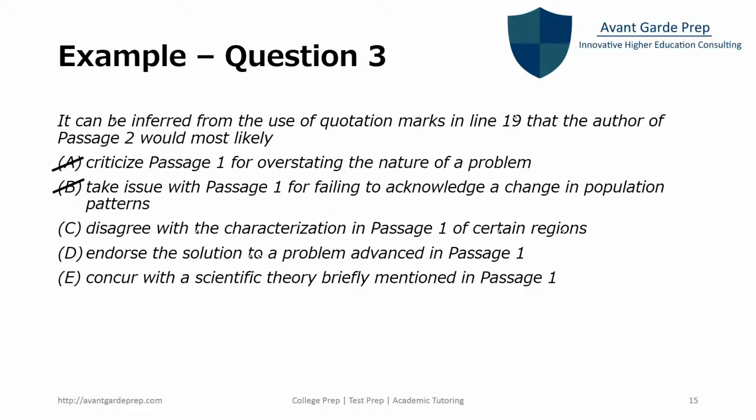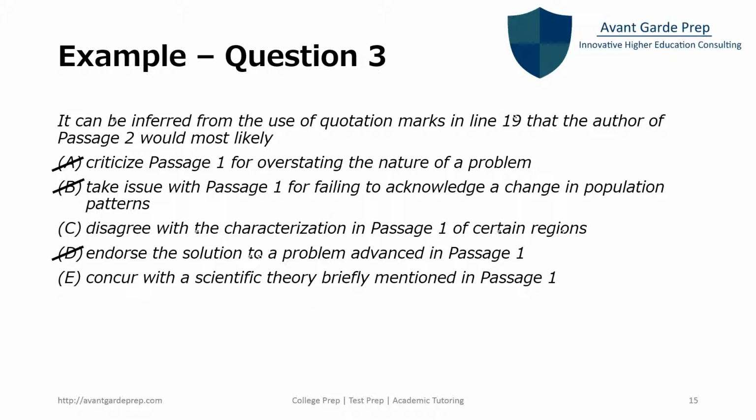C, disagree with the characterization in passage 1 of certain regions. This sounds good, because passage 1 claims that the world is filled with empty places, and passage 2 says that they're not really empty, they are filled with resources, so we'll keep that around for now. Let's consider D and E to make sure there's not a better answer. D says, endorse the solution to a problem advanced in passage 1. Well, passage 1 is not advancing a problem. We keep talking about this. They actually think that overpopulation is not a problem. And also passage 2 offers no solution to a problem, so D is not a good answer.